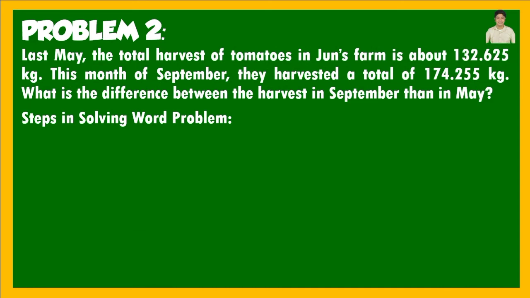Last May, the total harvest of tomatoes in June's farm is about 132.625 kilograms. This month of September, they harvested a total of 174.255 kilograms. What is the difference between the harvest in September than in May?